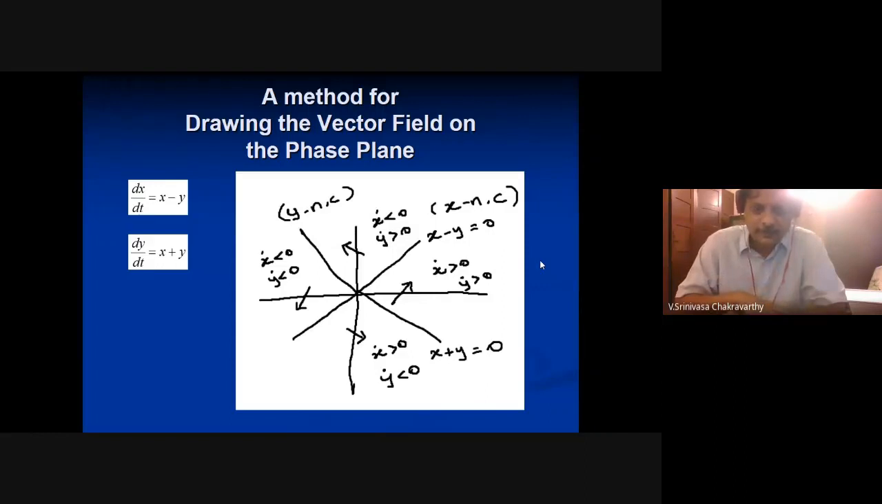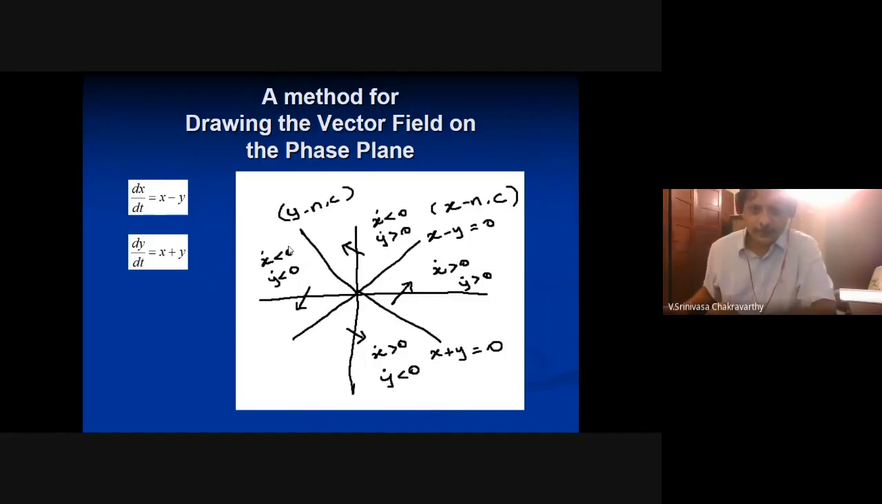So let us take this system: dx/dt is equal to x minus y, dy/dt is equal to x plus y. Now we need to find the direction of the vector field everywhere in the xy plane. So how do you do that? The procedure is standard. First, you need to draw the null lines. The x null line is given by dx/dt equal to 0, that means x minus y is equal to 0, that is x equal to y. So this is the x null line. Then the y null line is x plus y equal to 0, which is this line.